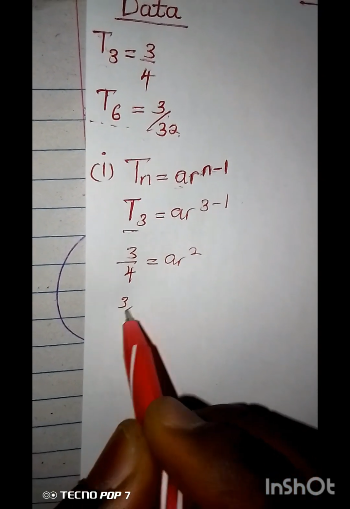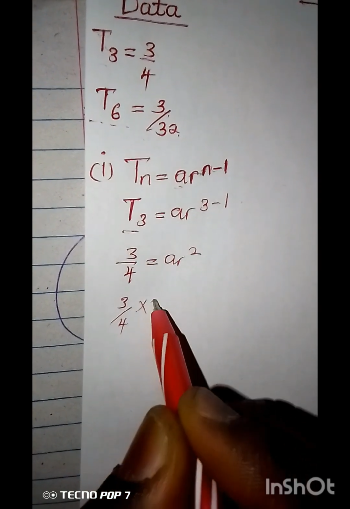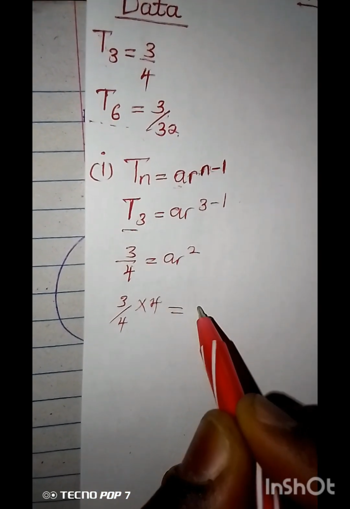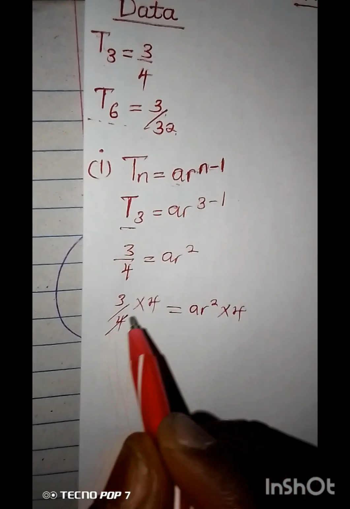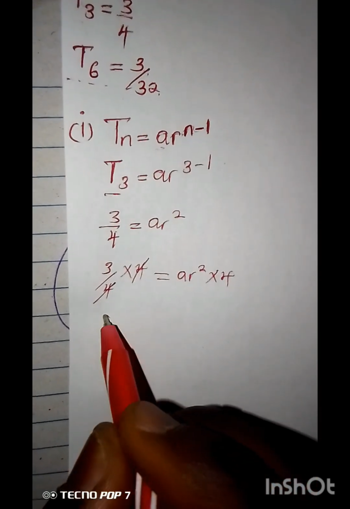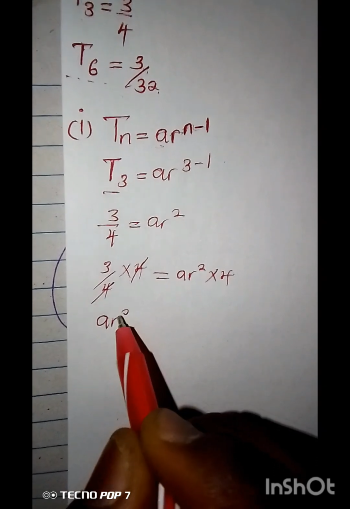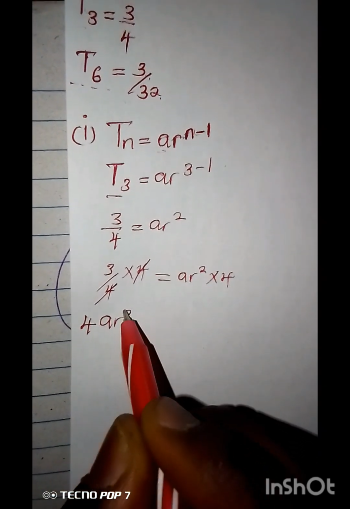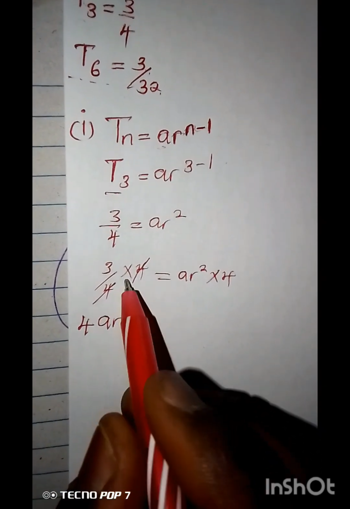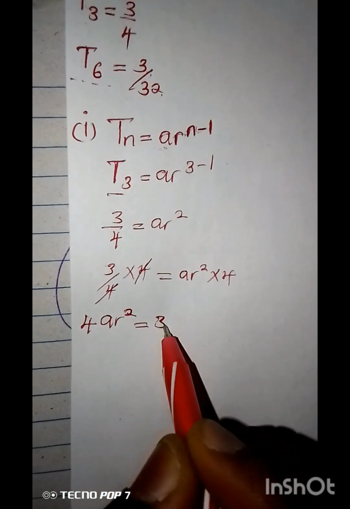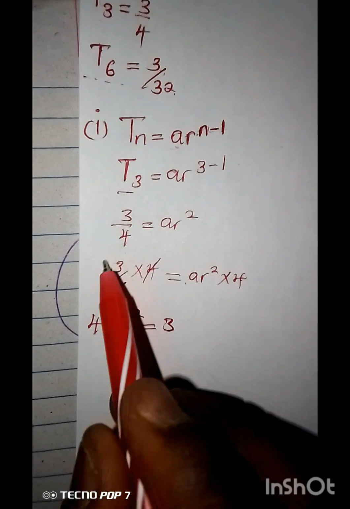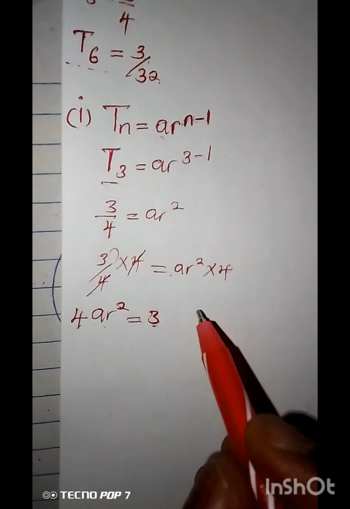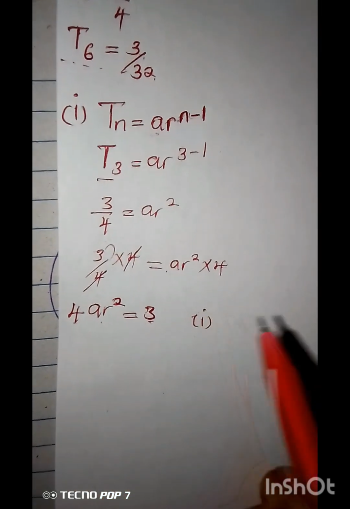So it will be 3 over 4 multiplied by 4 is equal to a r to the power 2 multiplied by 4. So it will be 4a r to the power 2 is equal to 3. What I did is that I multiplied this one, then it gives me this one is equal to 3. You call this equation 1.